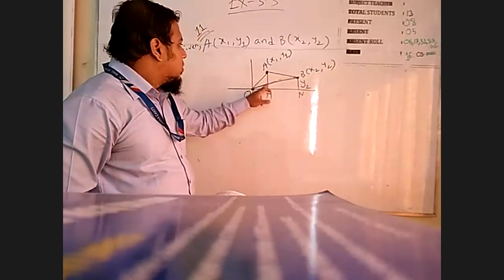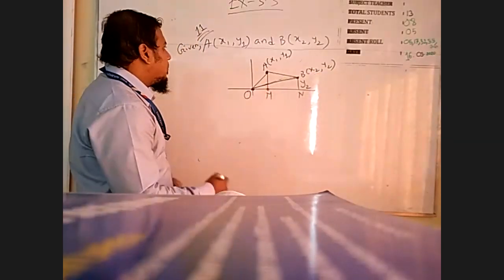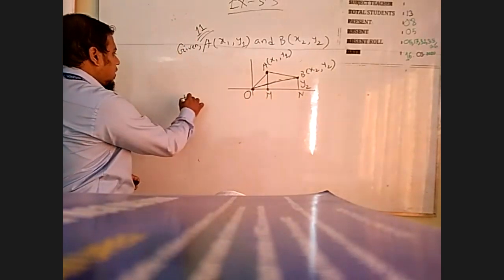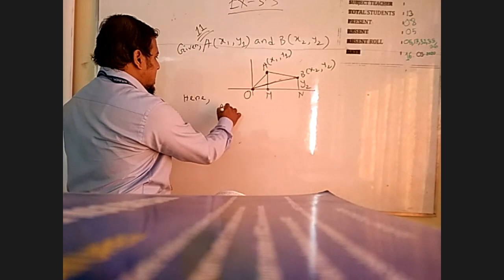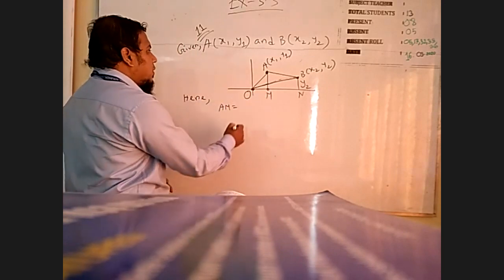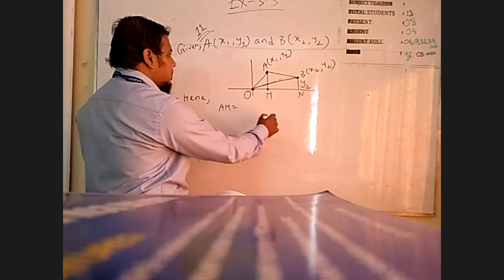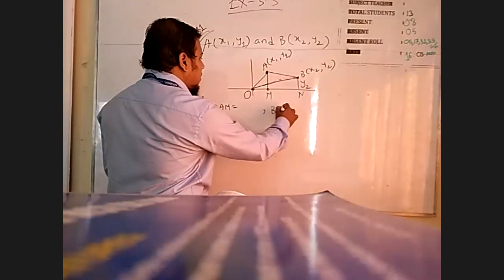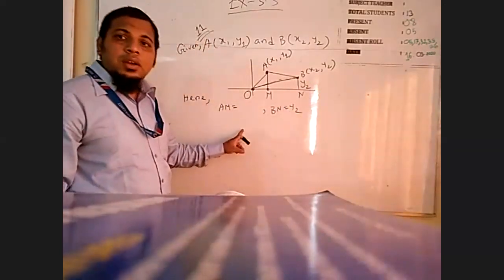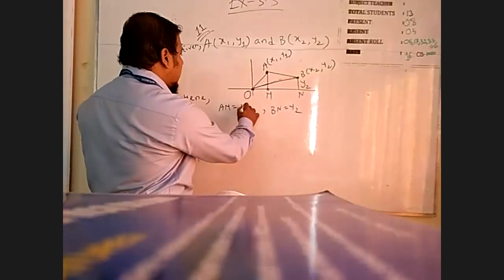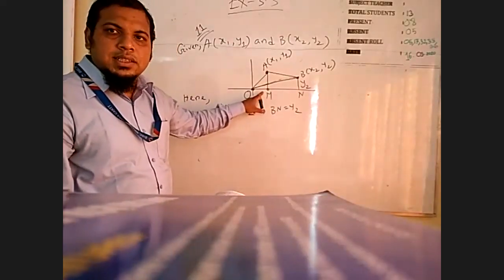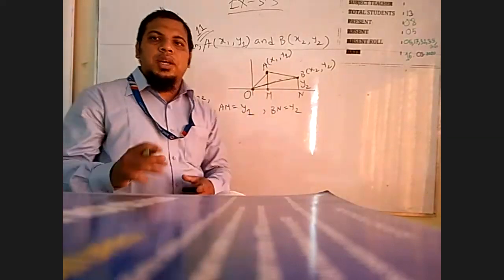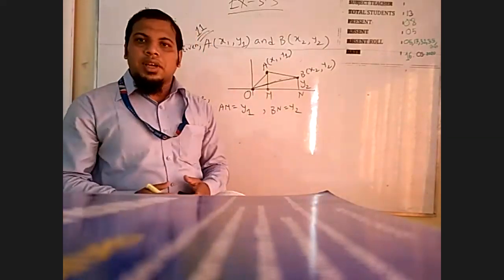Okay. So similarly, what is the length of AM? AM equal to what? AM is y1. Exactly. AM is y1, the distance between the x-axis and the point. It is the point's ordinate. Okay.